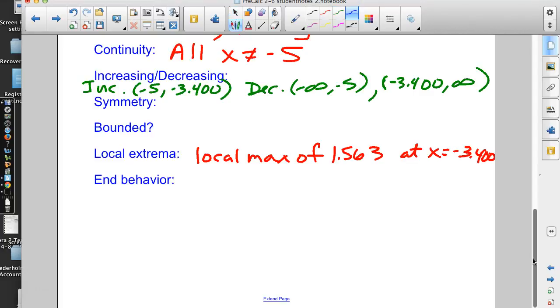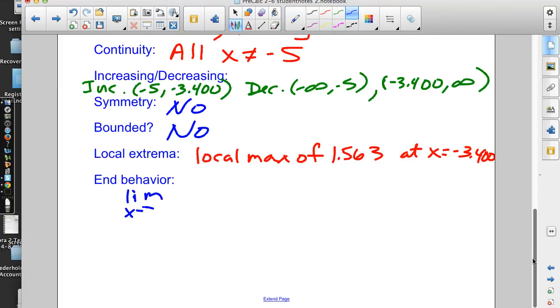All right, symmetry. Is this a symmetric graph? Bounded means from above and below. Is this bounded? No. Oh, no, forever. Took care of our local extreme, our local max. Does this one have any others? Okay. So end behavior, overall end behavior.